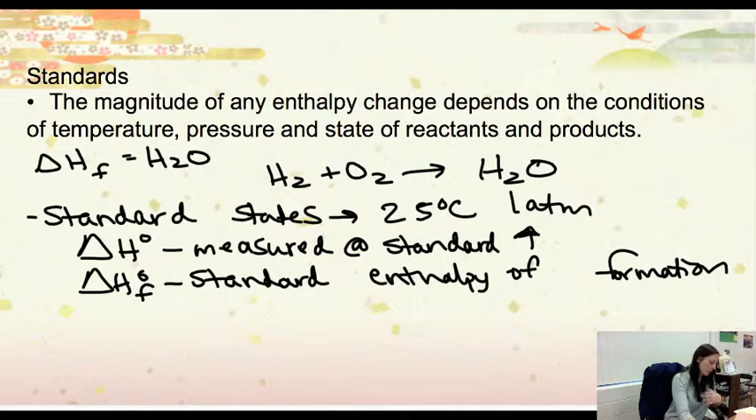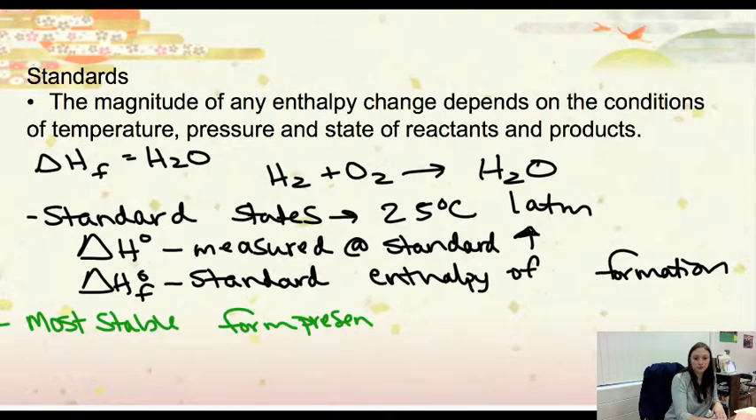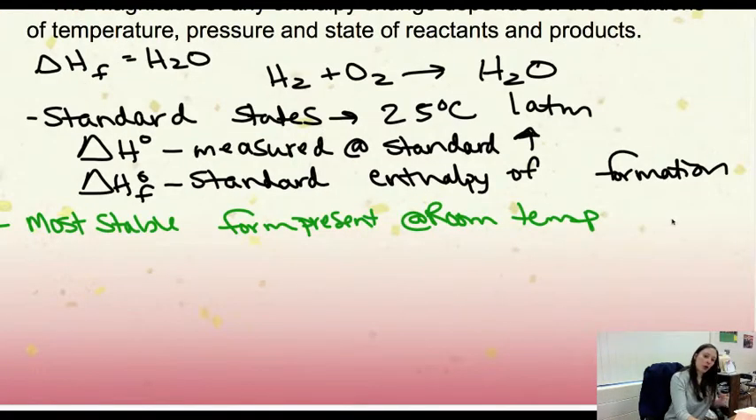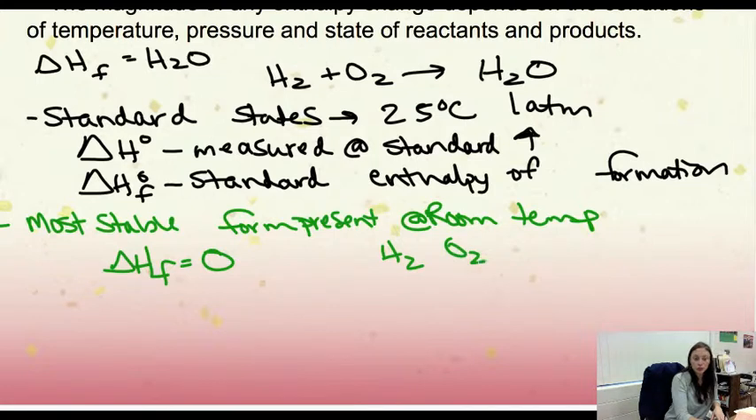All right, if its most stable form is present at room temperature, because 25 degrees Celsius is approximately room temperature, I wouldn't have to put any heat in or get any heat out to make that particular element. That means then the delta H F for that is 0. So these are going to be things like H2, O2, carbon. Their most stable form is a gas here, or is a solid. So I don't have to put any energy in or any heat in or get any heat out when I make those elements. So they're just 0.